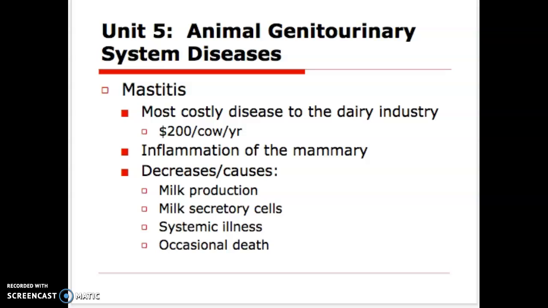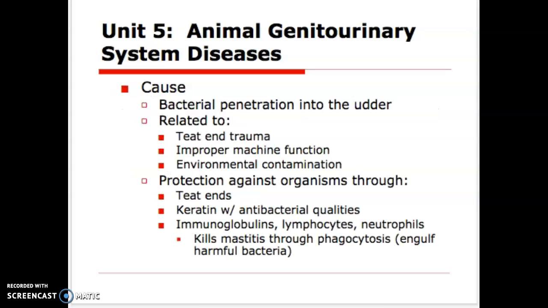It's just an inflammation of the mammary gland, and so it causes obviously losses in milk production, damages milk secretory cells, can cause systemic illness. You can have an animal that's obviously visually sick and not just in the mammary gland, and occasionally can lead to death. So you have to be proactive here.